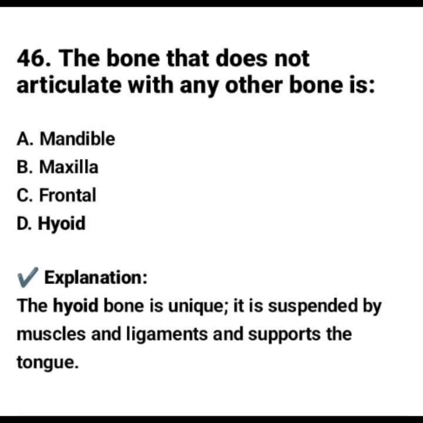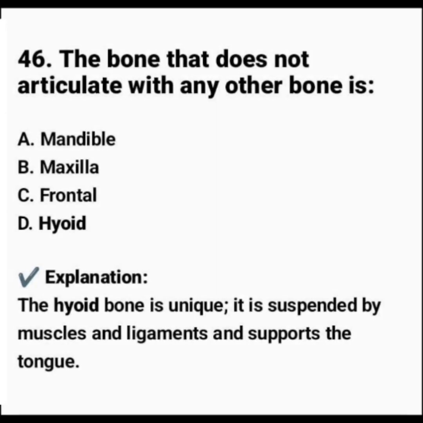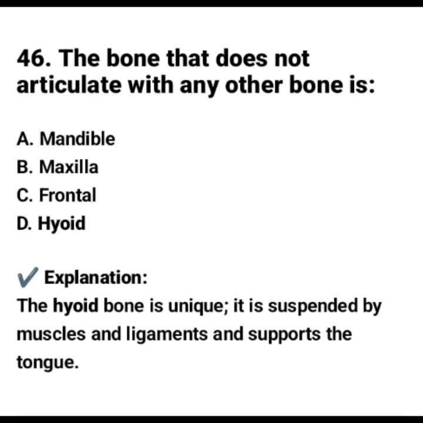The bone that does not articulate with any other bone is hyoid. Hyoid bone is unique. It is suspended by muscles and ligament and supports the tongue.